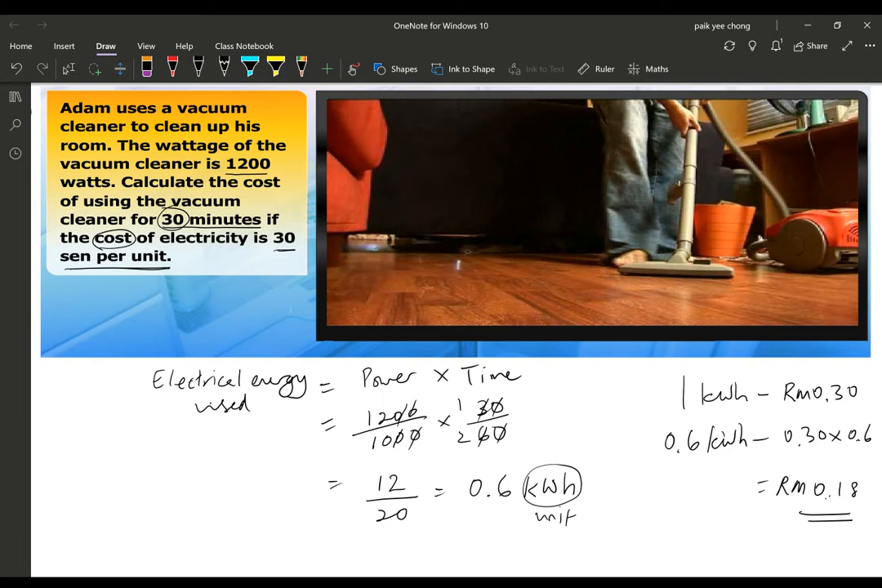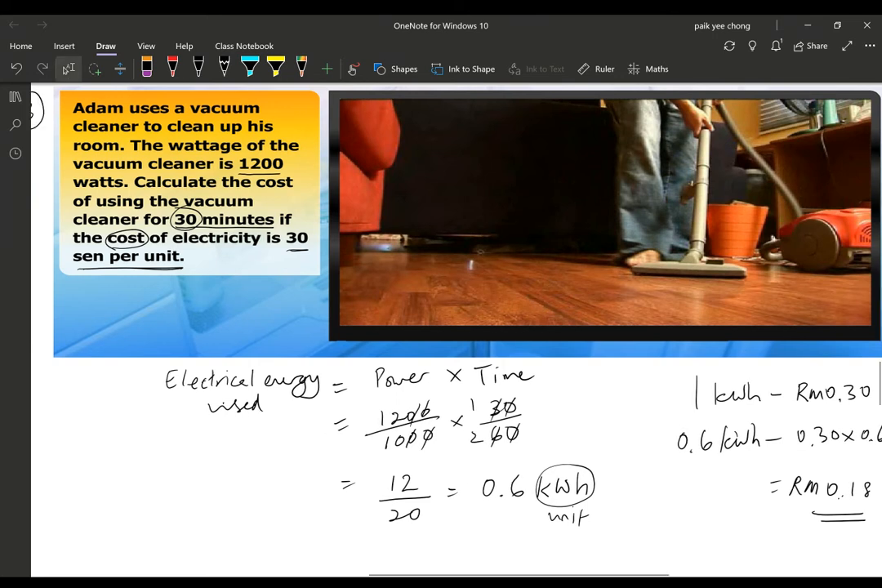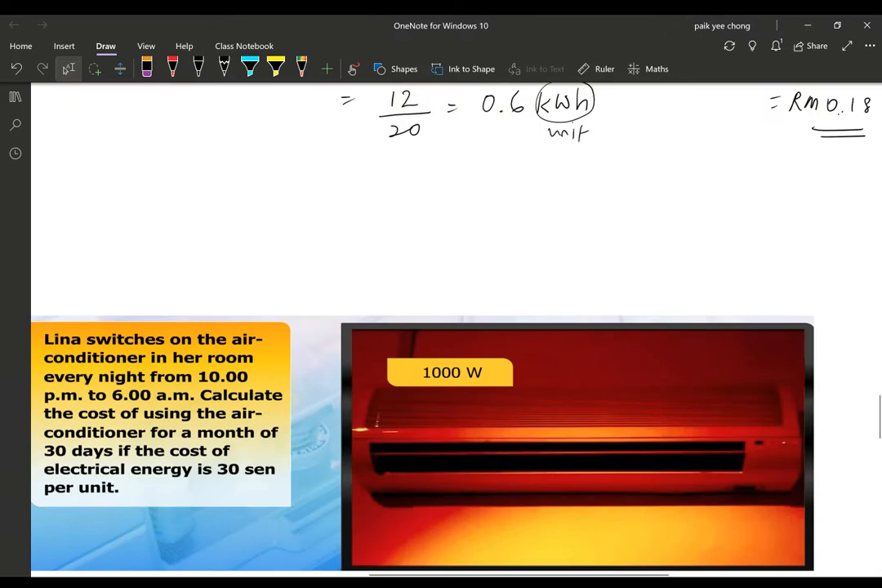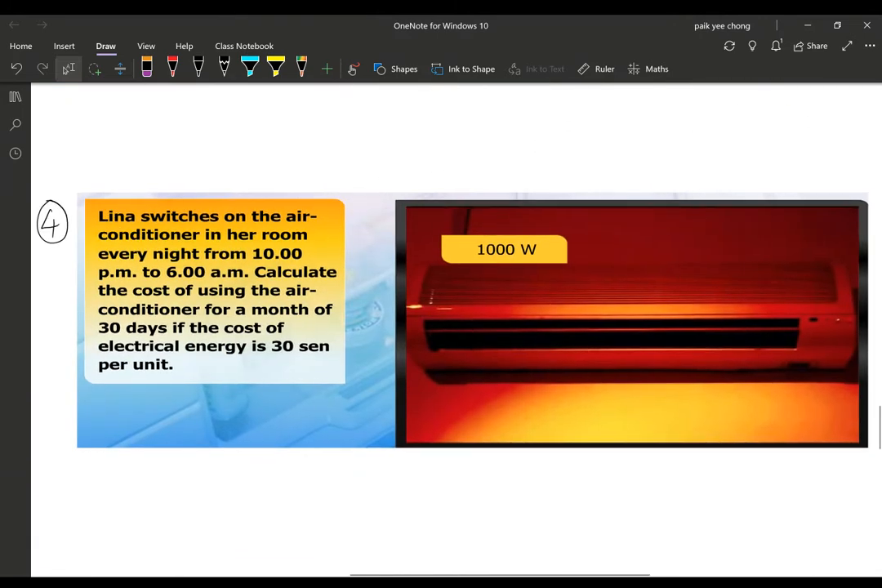Okay, let me double check that with the calculator in case I get it wrong. So it's 0.3 times 0.6. You will get 0.18. Yes, correct. Okay, right. So one more question, number 4. Yeah, let's go to number 4. Right, it's a bit more challenging, but it's interesting.